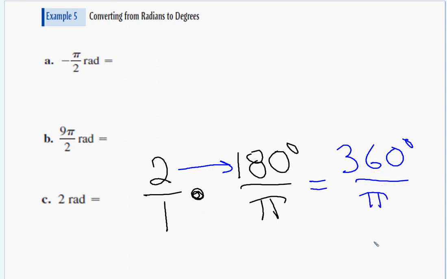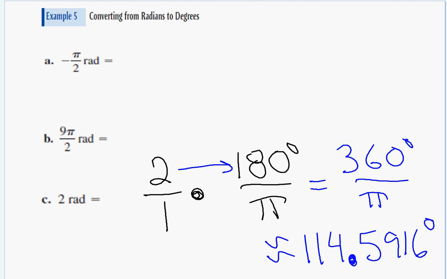And then we can just punch that in our calculator. 360 divided by 3.14159 is approximately, we've got to round off here a little bit, 114.5916 degrees. So usually the pi is going to cancel, but in this case it didn't. We knew it was in radians, and we just had to divide by pi at the end. Not a big deal.